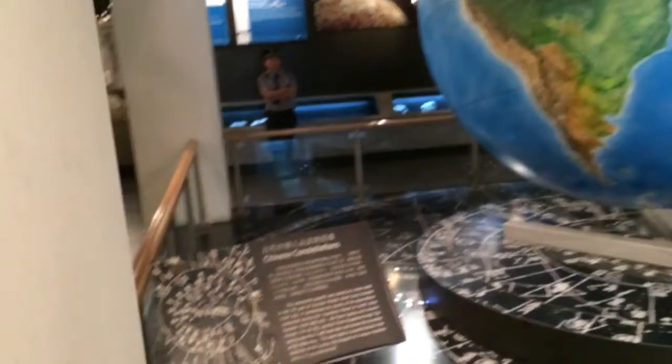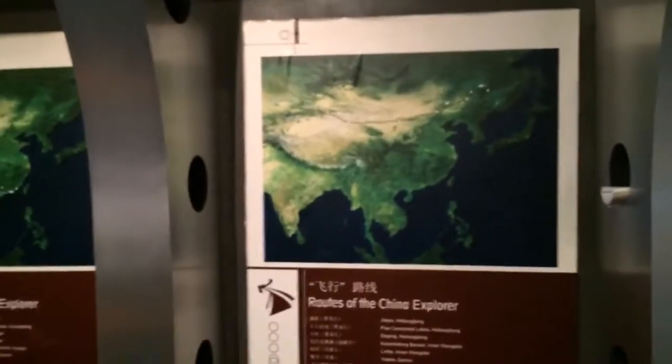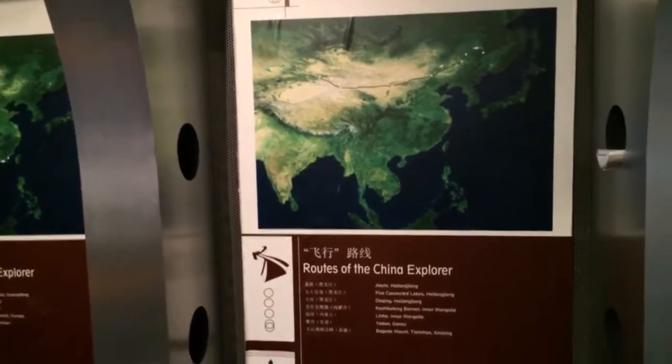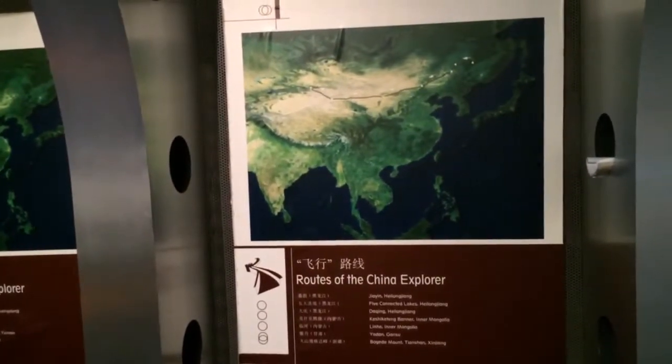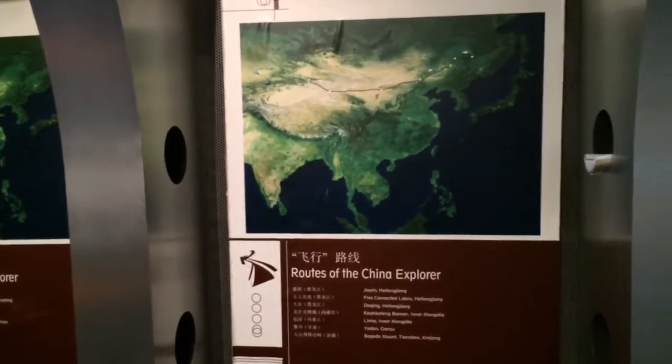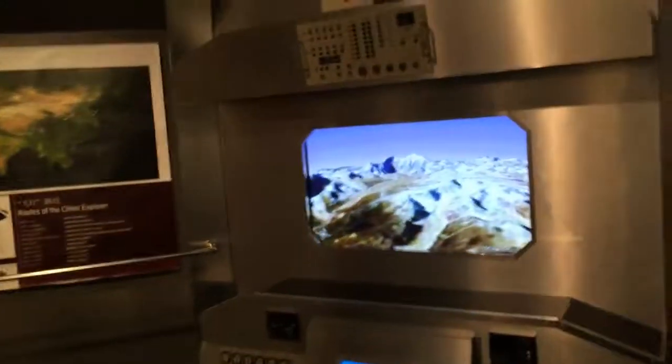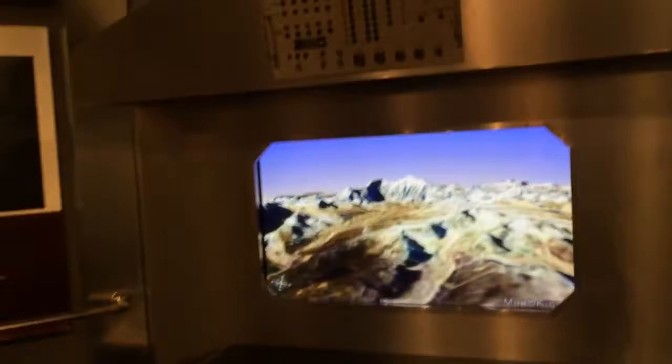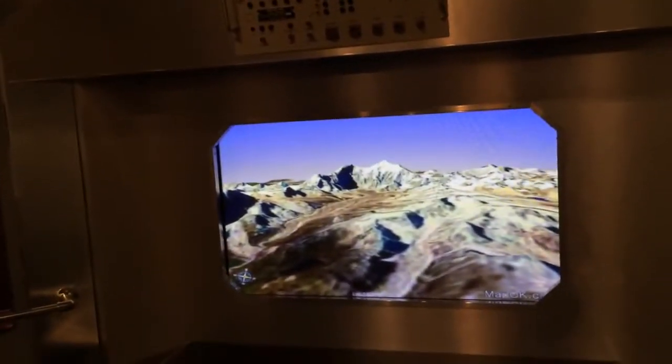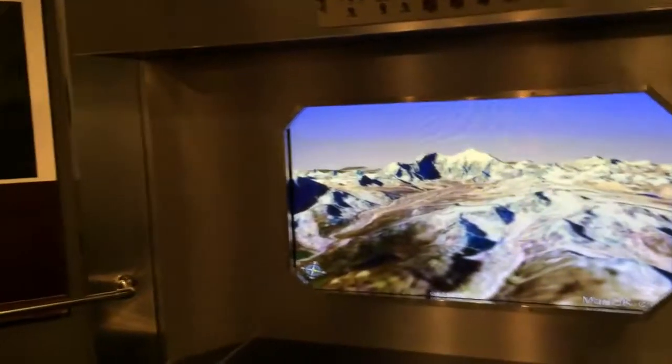Here, due to the Coriolis effect that influences weather patterns, the wind tends to follow the ocean. Routes of Chinese explorers. Five connected lakes. Take a tour of China with a bird's eye view over her terrain, landscape and scenery. Let's start the adventure.